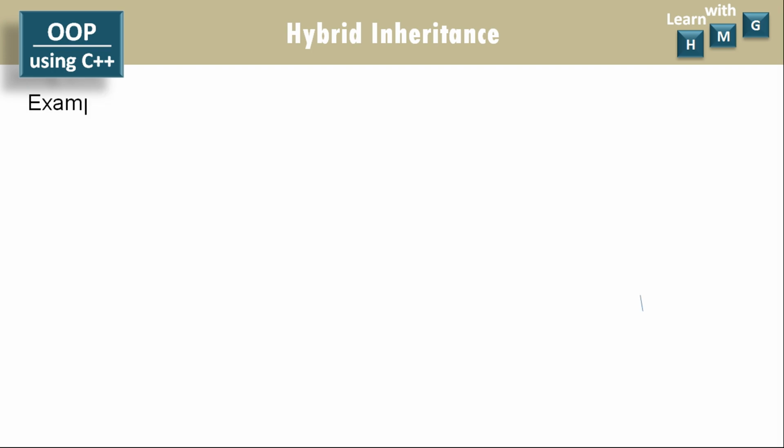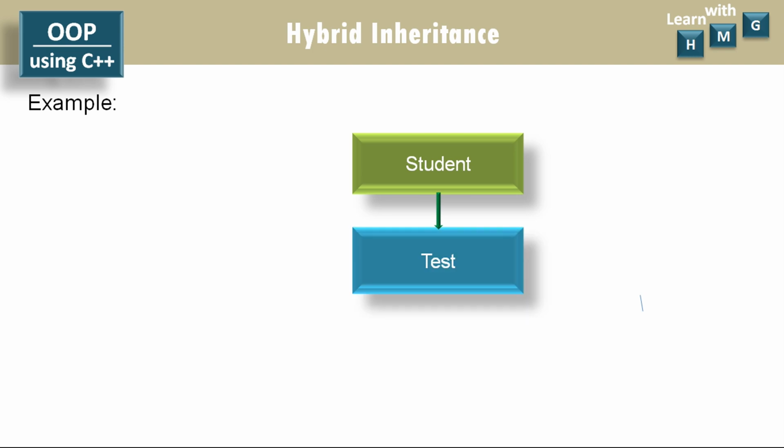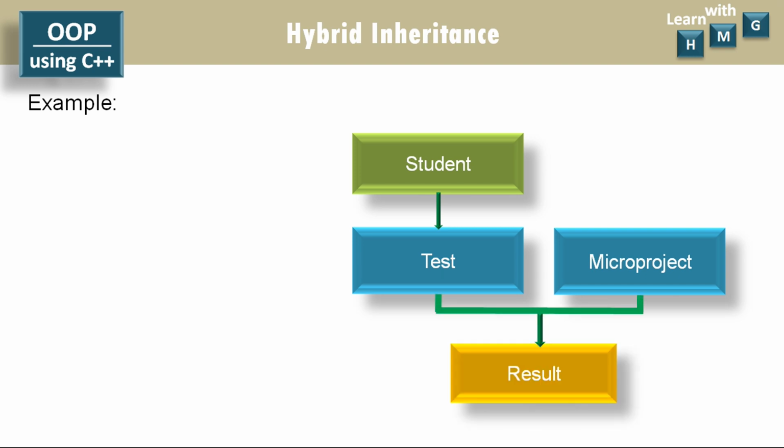Now let us see the example. There is a class student. From class student, one class is derived named test. So the test class is derived from student class. There is one independent microproject class, and now from test and microproject, these two classes, one new class is derived, that is result class. So like this, in this structure there are four classes: student, test, microproject and result.